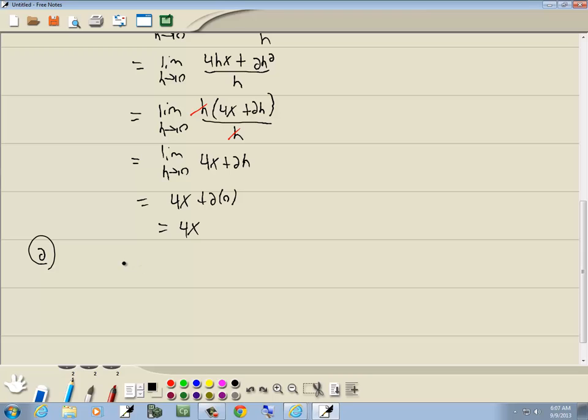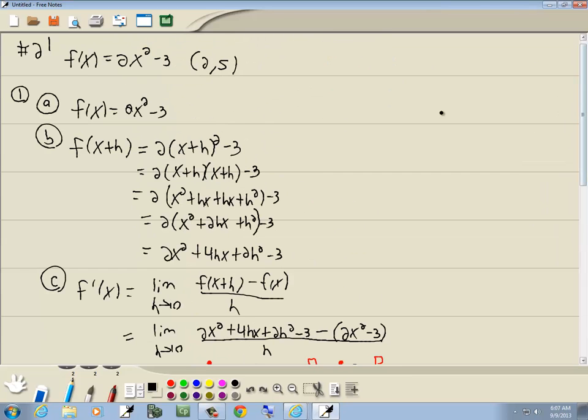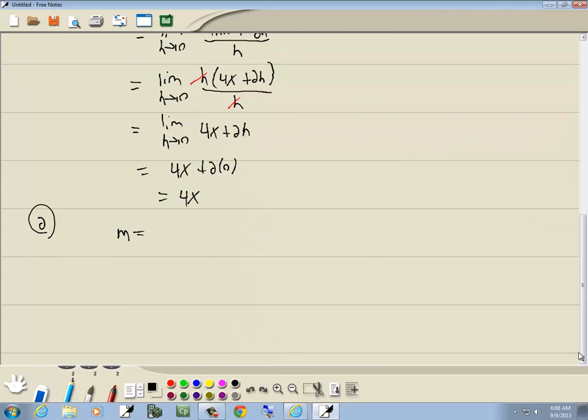Okay, step 2. Change your derivative notation to m and plug in the x part of the point. This is x, this is y, so we're going to plug in 2 for the x. So we've got 4 times 2, so m is equal to 8. And that's our answer.